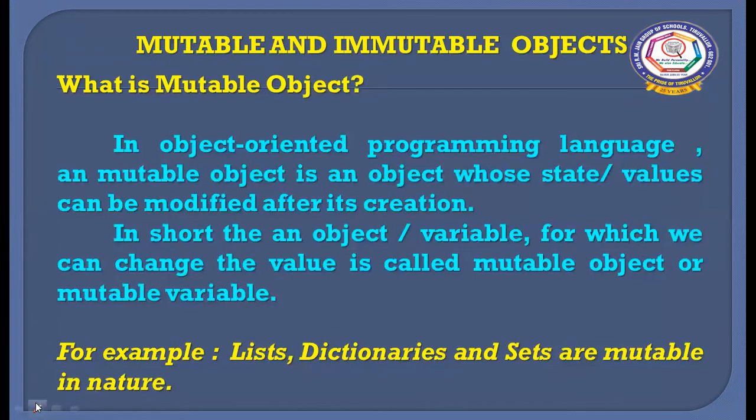So what is a mutable object and what is an immutable object? In object-oriented programming, a mutable object is an object whose state or value can be modified after execution. That is, the behavior or the values of the object can be changed. In short, an object for which we can change the value is called a mutable object or mutable variable. So what are the data types that we have? List, dictionaries, and sets. These are called mutable objects.